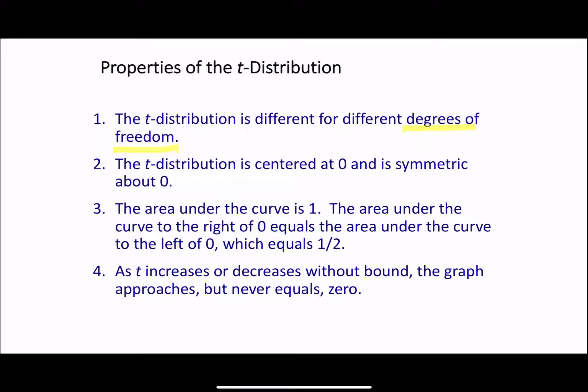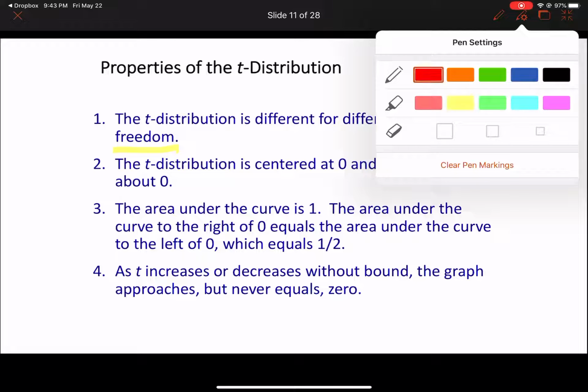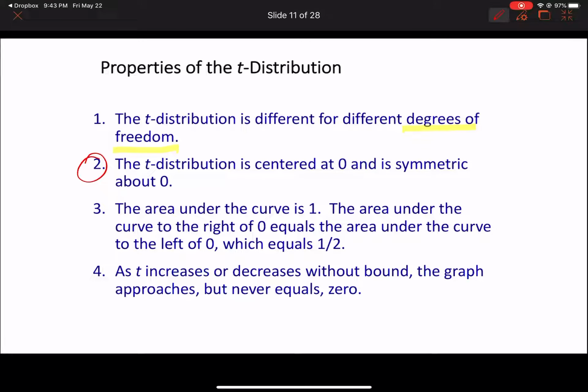It is centered at 0 and it's symmetric about 0. This is the same as using z and a standard normal distribution. The area under the curve is 1. This is the same as what we've already been doing. The area under the curve to the right of 0 equals the area under the curve to the left of 0. Each one is 1/2. That is the same. As t increases or decreases without bound, the graph approaches but never equals 0. There's that asymptote again.